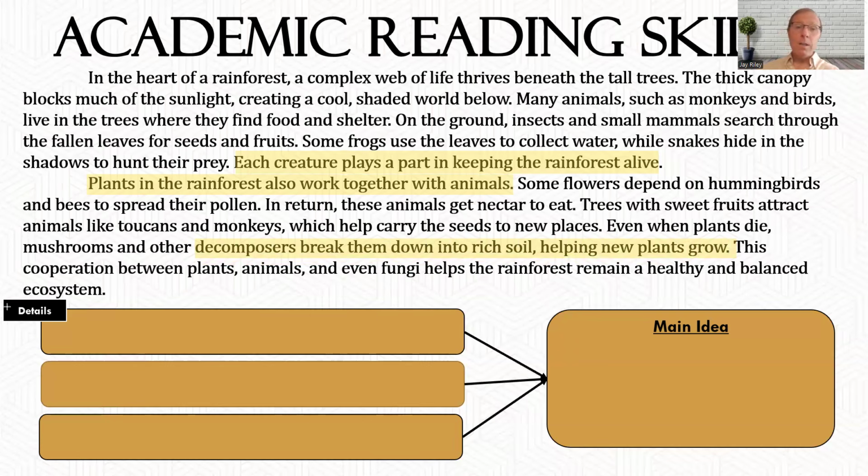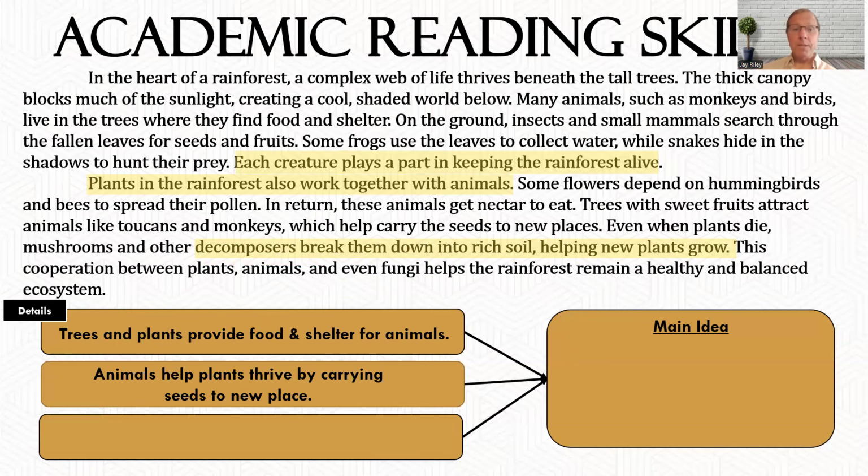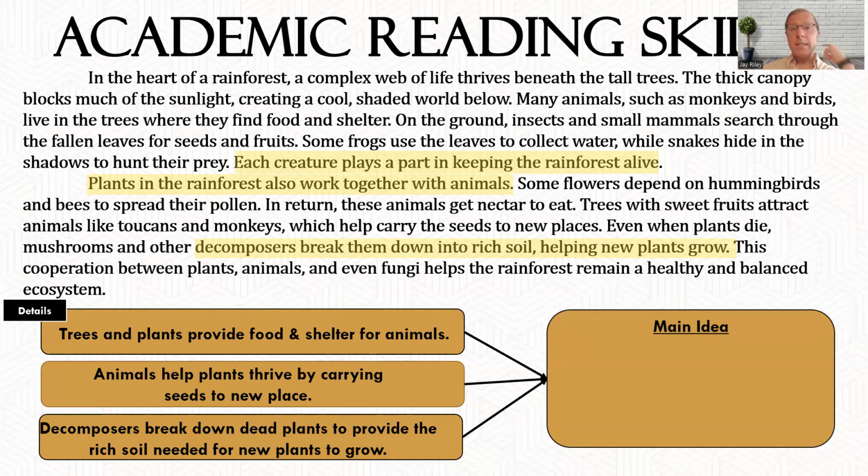So I've got all of these three things working together within a rainforest ecosystem. The trees and plants are providing food and shelter for animals. The animals are helping the plants to thrive. They're carrying the seeds to new places. And the decomposers, the mushrooms, they're breaking down the dead plants. They're providing the rich soil that these plants need to grow, to reproduce.